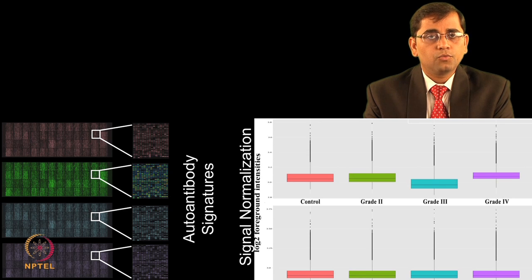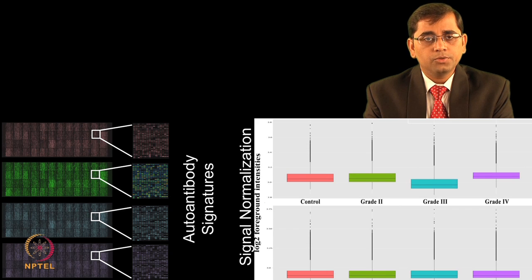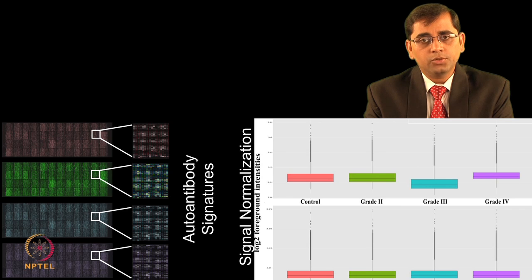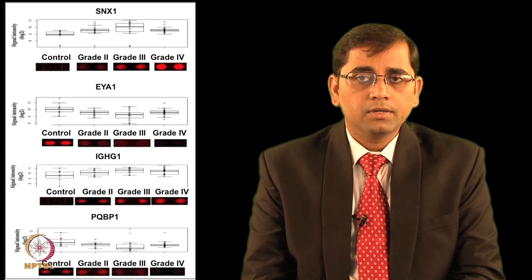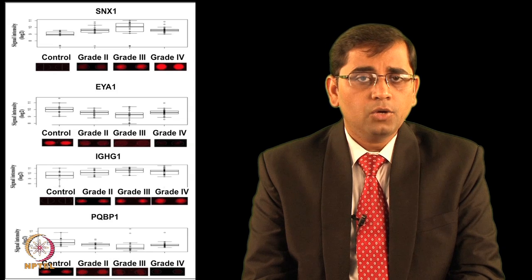This normalized data was further subjected to dimensionality reduction techniques like correspondence analysis or CA. CA provides a shorter list of differentially expressed proteins that are statistically more significant. This data was then subjected to recursive feature elimination models such as support vector machine, SVM, to deduce a list of significant classifier proteins from this list. The study revealed a panel of interesting proteins like IgG1 and SNX1, which were upregulated, and PQBP1 and EYA1 proteins as downregulated.